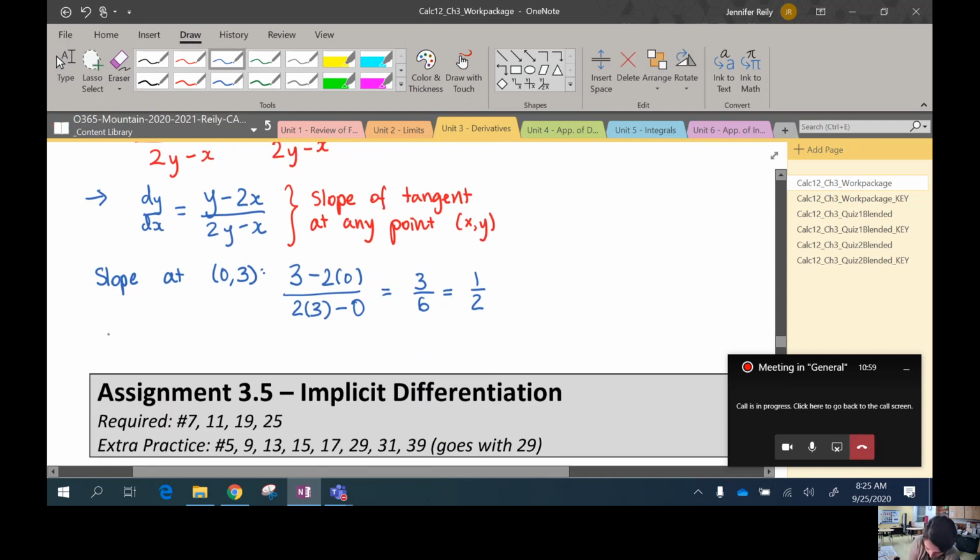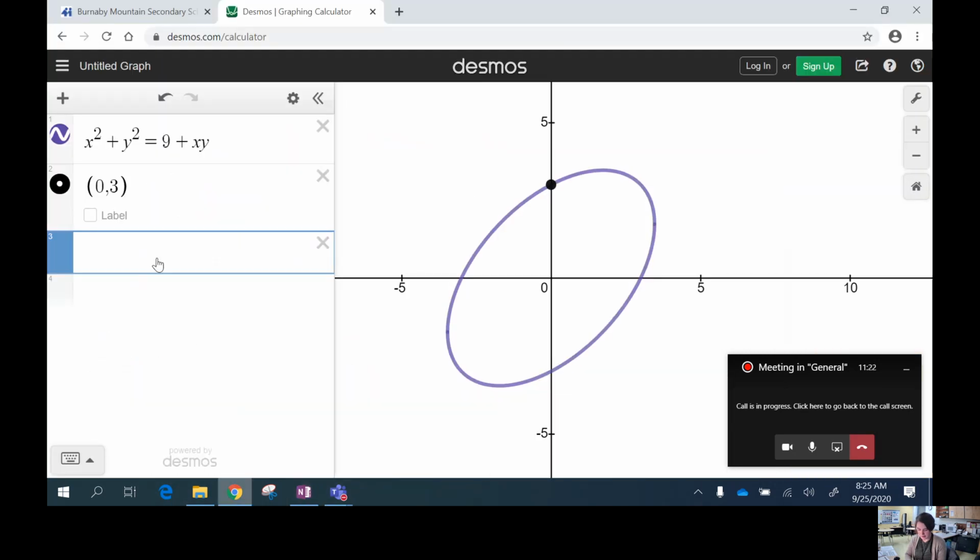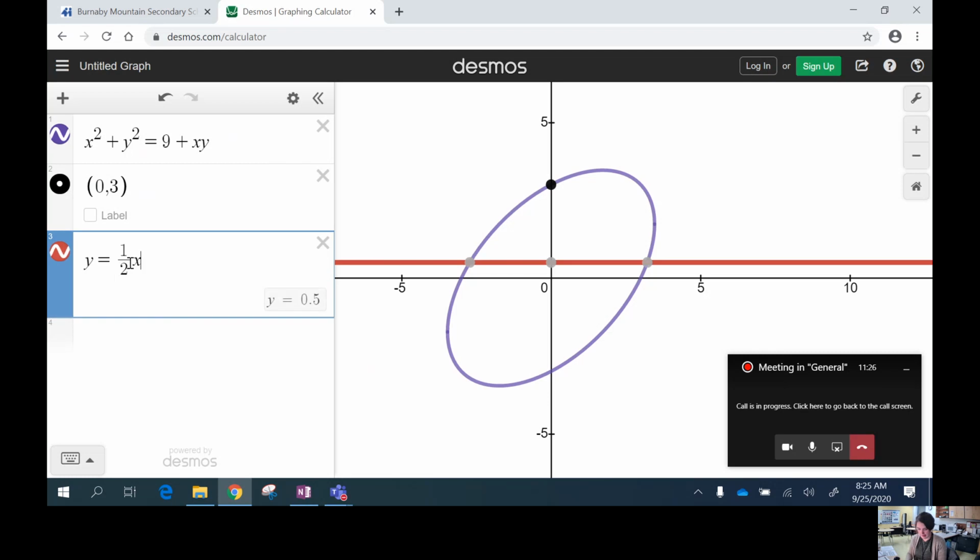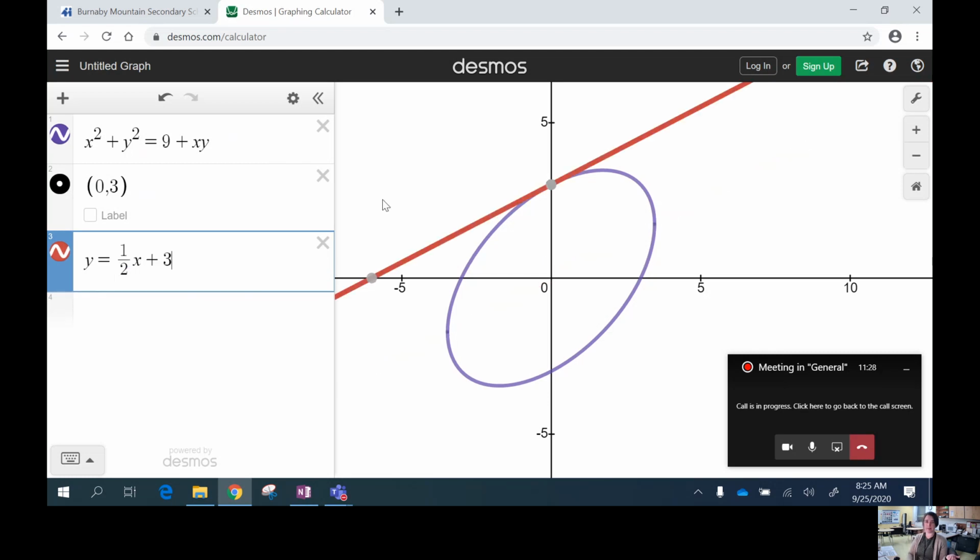And we can write an equation. We'll just use the point slope equation. Oh, actually, we have an intercept here, so we'll use the slope intercept. So it's y equals 1/2 x plus 3, because 3 would be the y-intercept. There we go. So there's your equation. We're going to graph it in Desmos just to make sure we've got the right one. Y equals 1/2 x plus 3. There we go. Looks like the correct tangent line to me.